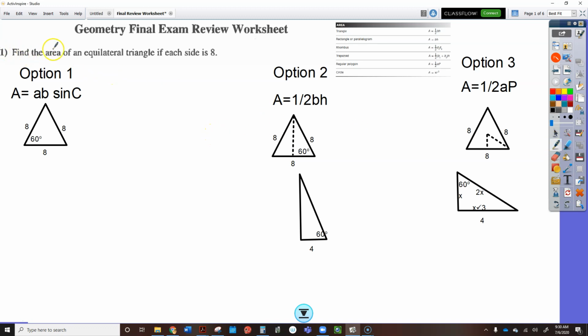So find the area of an equilateral triangle. A lot of you probably just did option 2 right here. And probably the reason you did option 2 is because it said triangle and you said, oh, on my formula sheet, there's the area of a triangle. And that method will work. Absolutely. I'm going to work it right now.